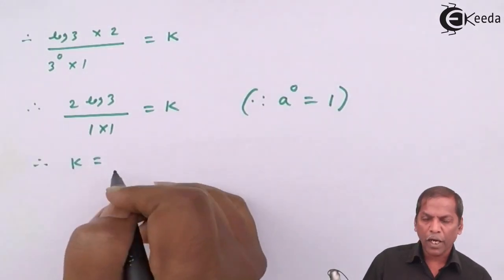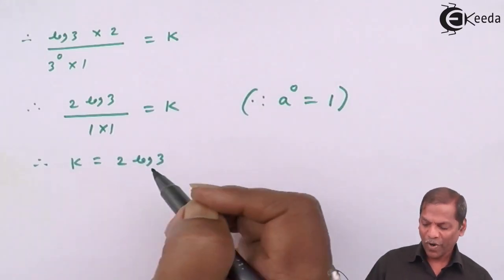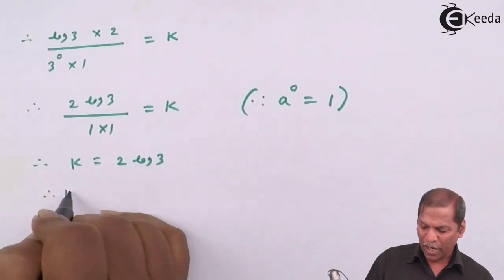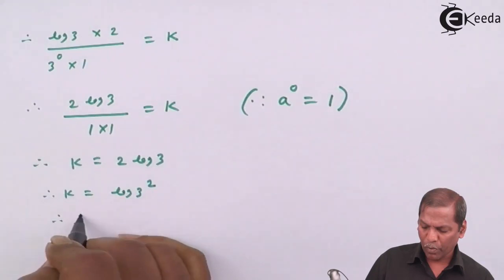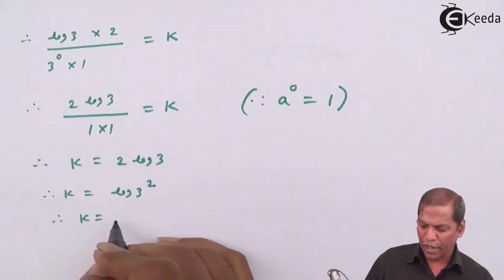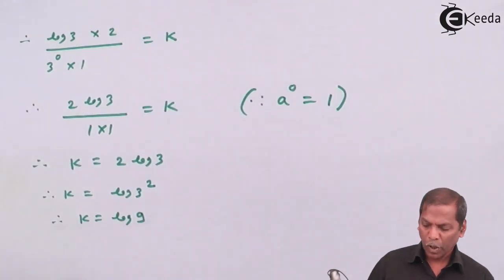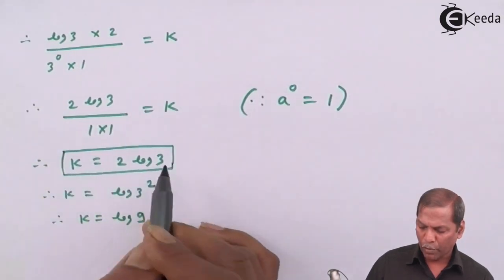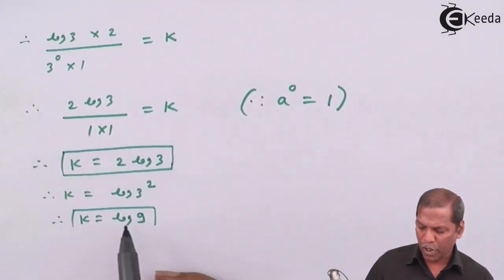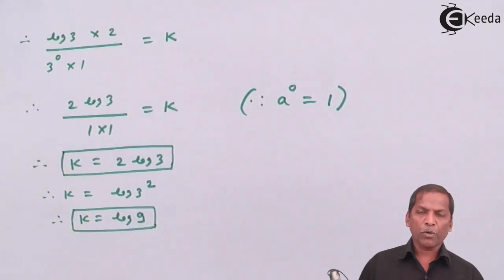Therefore finally we have k is equal to 2 times log 3, or we can write k is equal to log 3 the whole square, or we can write k is equal to log 9. It means here we have k equal to 2 log 3, which is the same as k equal to log 9. So this is the required solution for the given problem. Thank you.